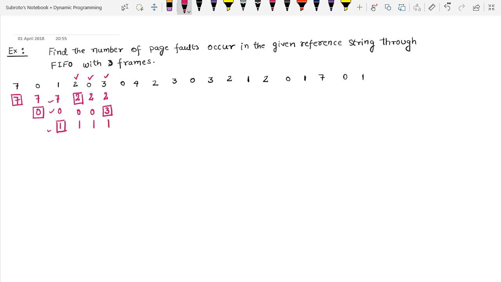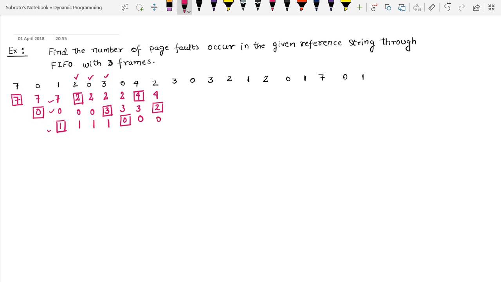Now again 0. Which one is the oldest? 1 is the oldest. So 2, 3, we replace 1 with 0 and box it. Now we replace 2 with 4 and box it, 3 and 0. Now which one is the oldest? 3 is the oldest, so we replace 3 with 2 and box it, 0.